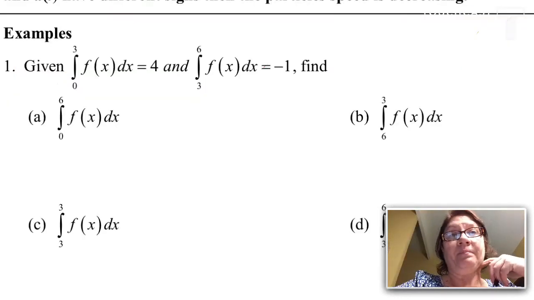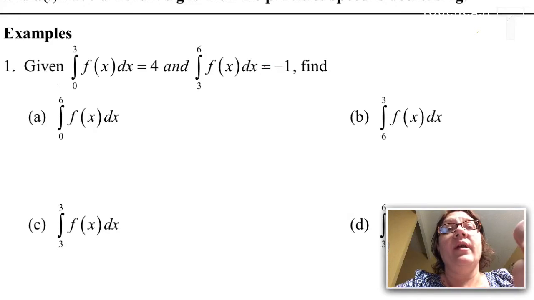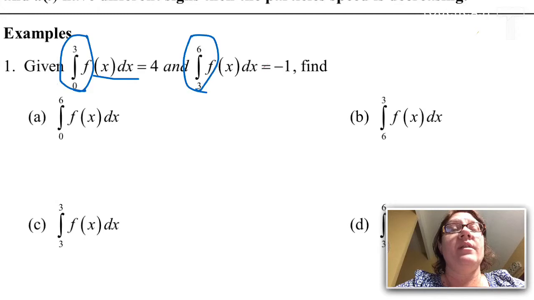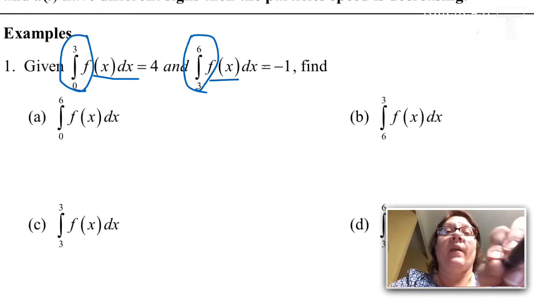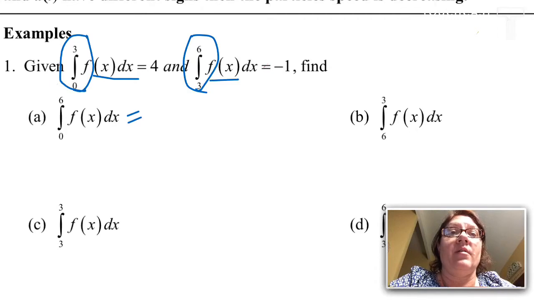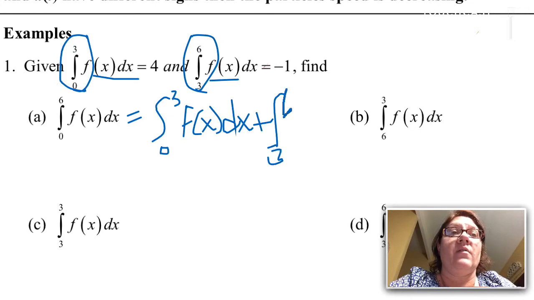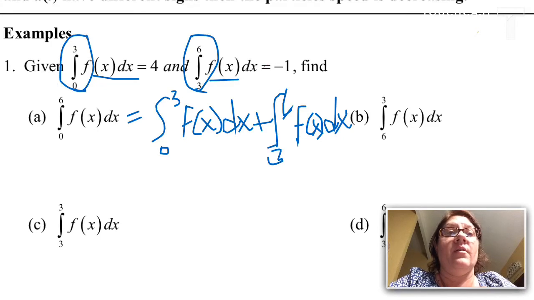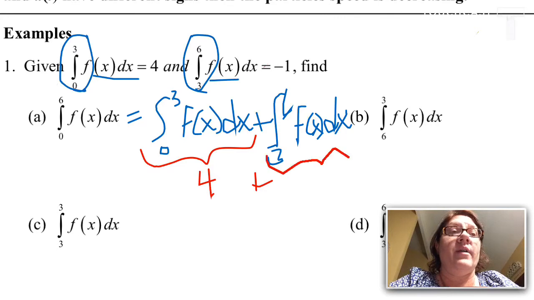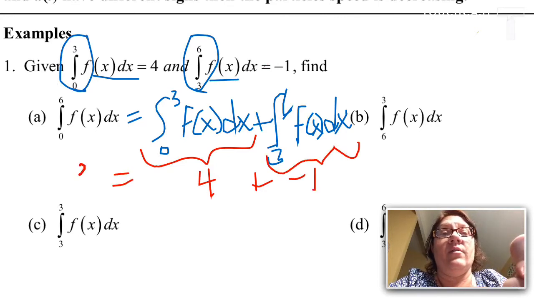Okay, so let's try some. So now I have some given information. I have the area from 0 to 3 for a function, and I have the area from 3 to 6 for the same function. And so if I want to find from 0 to 6, using my rules, it should make sense that I can go from 0 to 3 plus the 3 to 6. And of course, each of these are already evaluated for me. This is 4, and this is -1. So my grand total is 3.